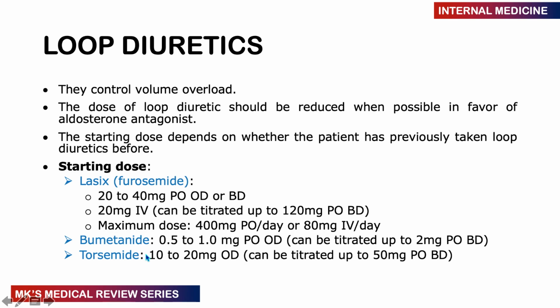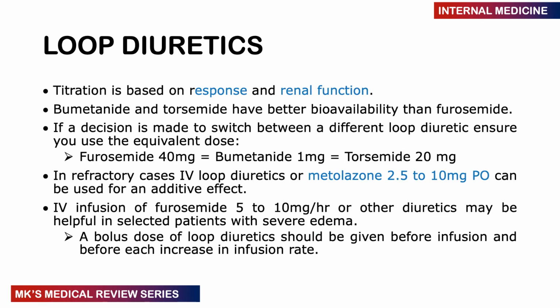Torsemide also with a better bioavailability, 10 to 20 milligrams OD once a day, and you can titrate up to 50 milligrams twice a day. So remember that your titration, like I said, is based on the response and on the renal function, and bumetanide and torsemide have better bioavailability than furosemide. When you're switching between these drugs, make sure that you give the equivalent dose of the other drug. For example, if you're giving 40 milligrams furosemide and you want to switch to bumetanide, you would give 1 milligram. If you want to switch to torsemide, you'd give 20 milligrams.